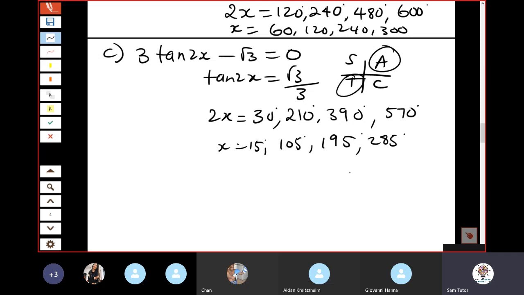You happy with that? I'm happy. This will be worth 4 marks in your exam. 1 mark for bringing it over, 1 mark for these 2, 1 mark for these 2, 1 mark for all 4.